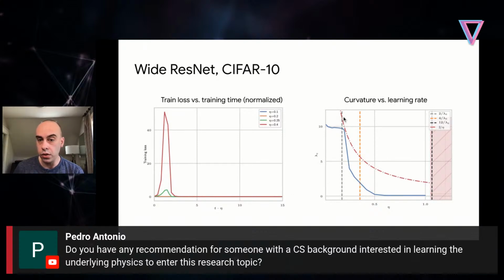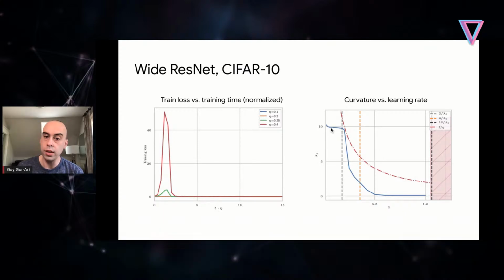And again, looking at curvature versus learning rate, we see the same behavior. As long as we're below the 2 over lambda critical learning rate, curvature is more or less constant. Once we're above, curvature drops dramatically. And for the maximal learning rate here, you can see the agreement between the black dashed line, which is our empirical prediction, and the red area where we have divergence. We see that this captures the maximal learning rate of this network pretty well.